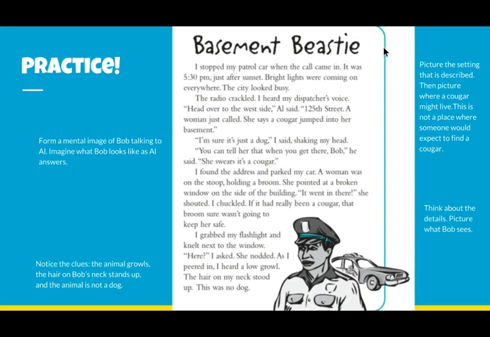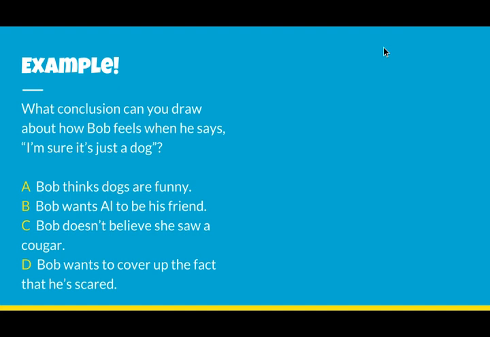So now notice the clues. The animal growls, the hair on Bob's neck stands up, and the animal is not a dog. So let's practice drawing a conclusion. What conclusion can you draw about how Bob feels when he says, "I'm sure it's just a dog"?